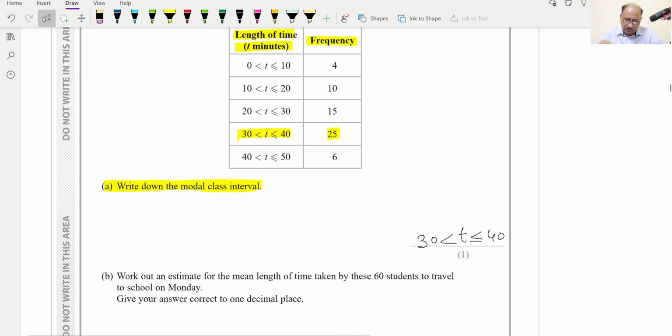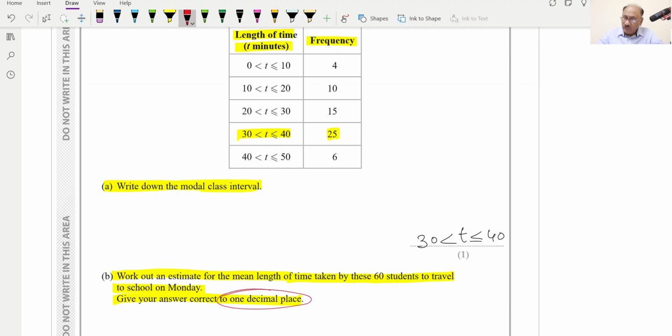No working required. Now part B: work out an estimate for the mean length of time taken by these 60 students to travel to school on Monday. Give your answer correct to 1 decimal place. So we have to provide the answer to 1 decimal place.